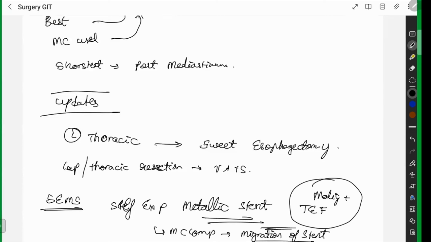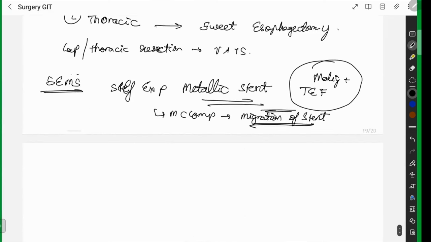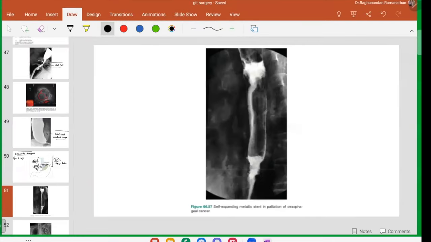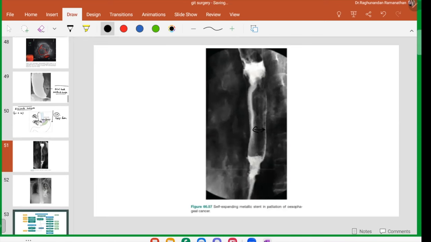Any doubts? So, we will just go through this image. This is a self-expanding metallic stent. When you keep the self-expanding metallic stent, can you see there's an expansion? Dysphagia will be reduced because of that; that is why we are using it.